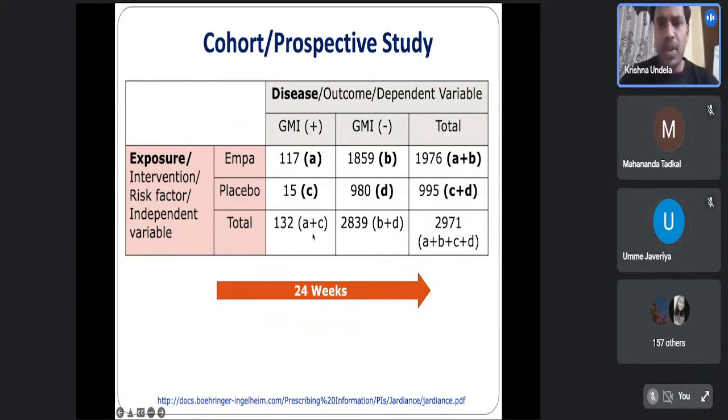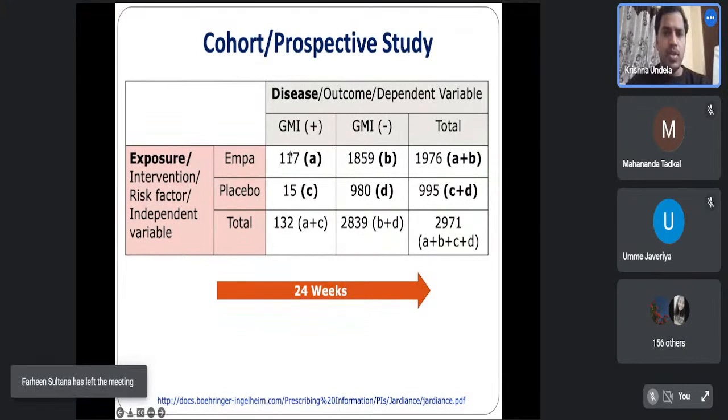Just imagine we are having 2,971 people for this study. The hypothesis here is: what is the risk of getting mycotic infections for empagliflozin compared to any other antidiabetic medication? We want to understand the risk of mycotic infections for empagliflozin compared to other antidiabetic medications, and we are taking 2,971 people overall.